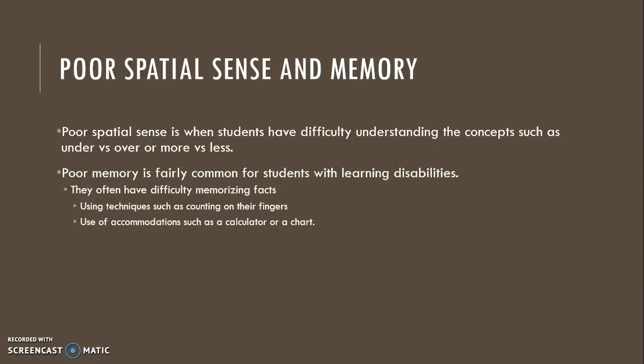Poor spatial sense and memory. Poor spatial sense is when students have difficulty understanding concepts such as under versus over or more versus less. Poor memory is fairly common with students with learning disabilities. They often have difficulty memorizing facts, and they use techniques such as counting on their fingers, or you can give them accommodations such as a calculator or a chart.